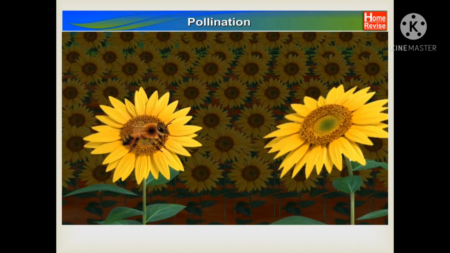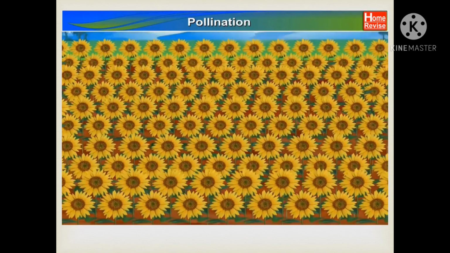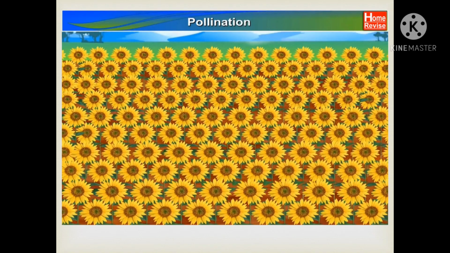Honeybees are pollinators of sunflower. In the quest of nectar, they visit the flowers and carry pollen from one flower to another. Due to such pollination, the yield of sunflower increases. In the absence of honeybees, the pollination does not happen.